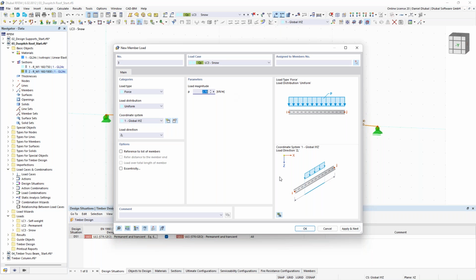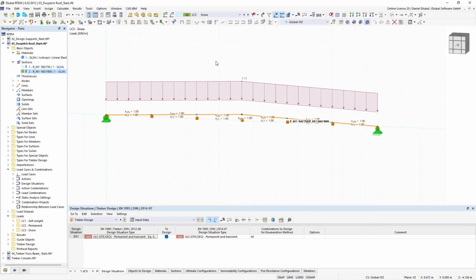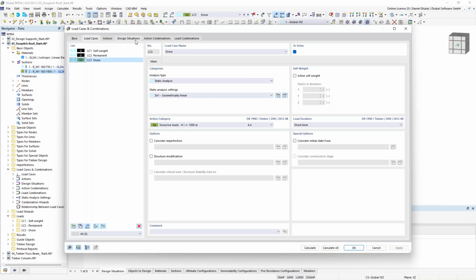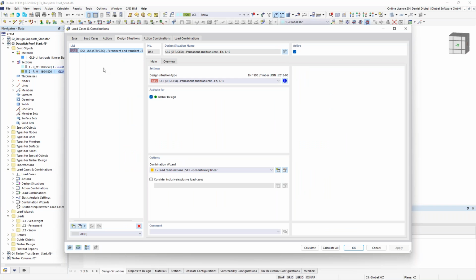I say okay. So this is wrong. I need this on the projected length, the snow load. Now it's correct. Okay. So the next thing is that we go here also to the design situations. And here I only consider the ultimate limit state. This is enough for this example.